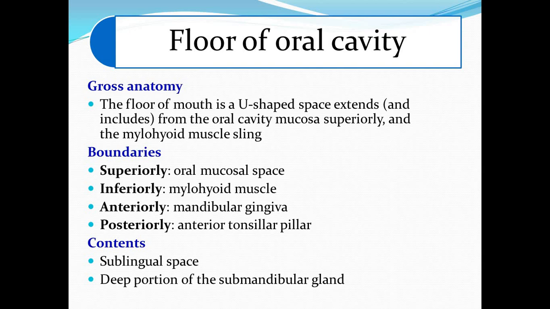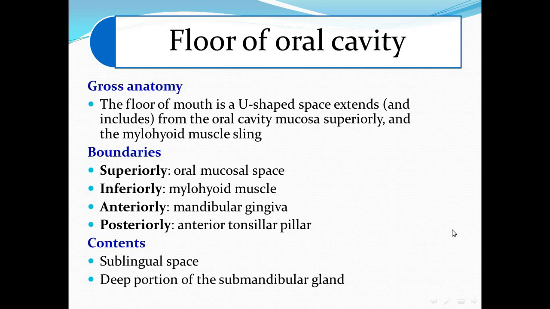The floor of the oral cavity is a U-shaped space extending from the oral cavity mucosa superiorly to the mylohyoid muscle sling. The boundaries of the floor of the oral cavity include, at the superior area, the oral mucosa space, and inferiorly the mylohyoid muscle. We will see images shortly. Anteriorly the mandible and mandibular gingiva, and posteriorly the anterior tonsillar pillars.